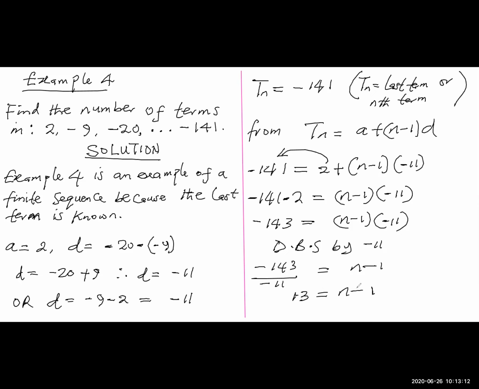So what is our n? Minus 1 goes to the other side, so you can now say, becoming plus, that our n is equal to 14. So the number of terms to get to minus 141 is 14. Any question?